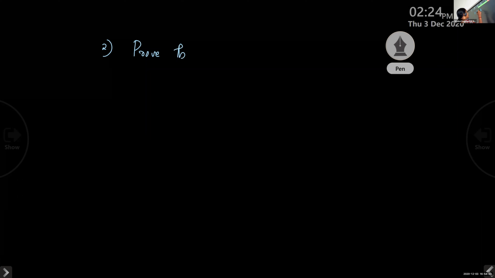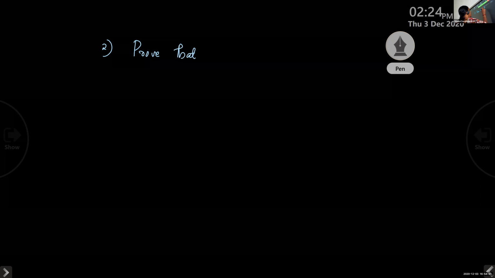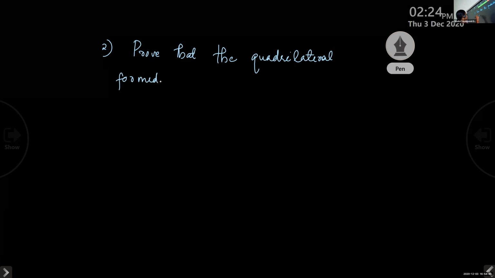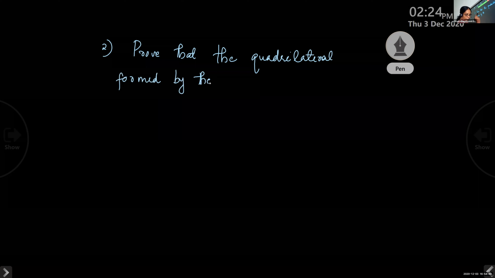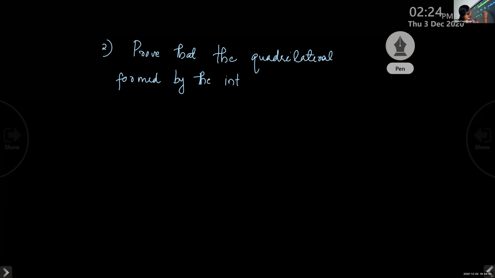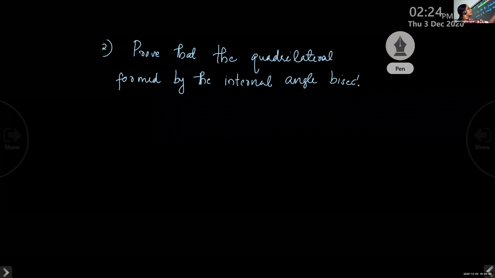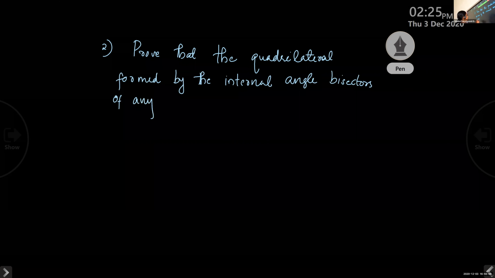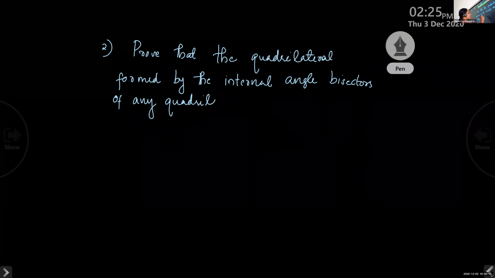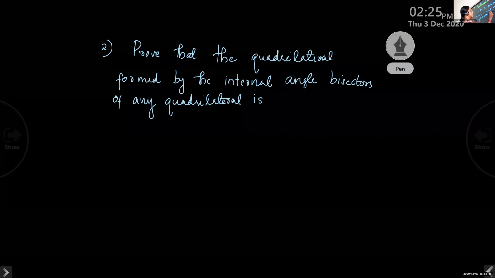Prove that the quadrilateral formed by the internal angle bisectors of any quadrilateral is cyclic.